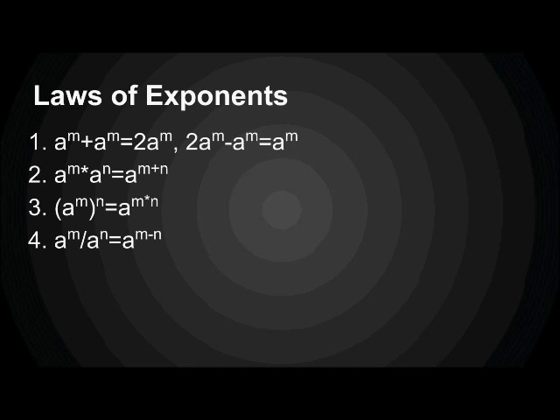The fourth is that a number to a certain power divided by a number to another power is the same as that number, and then you subtract the exponents. And the fifth and final one is that anything to the 0th power is 1 no matter what, unless a equals 0.